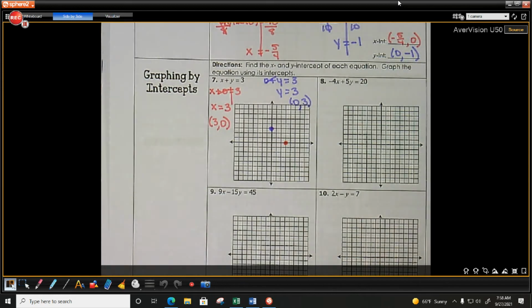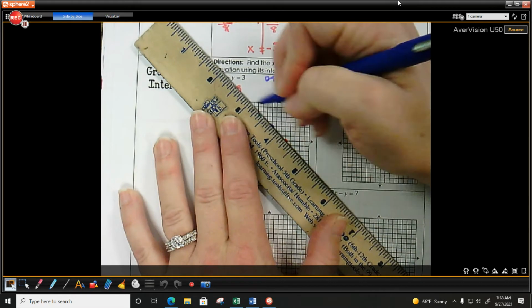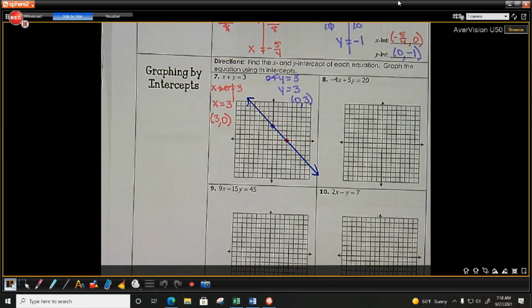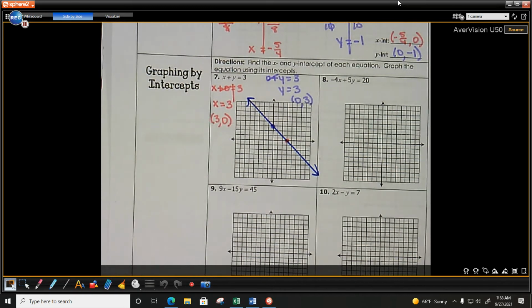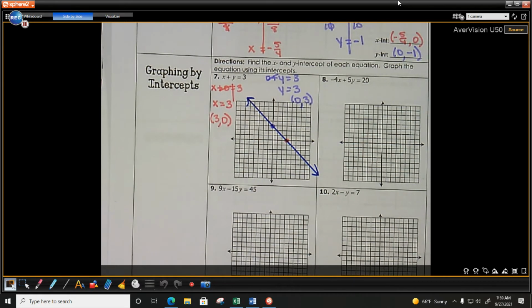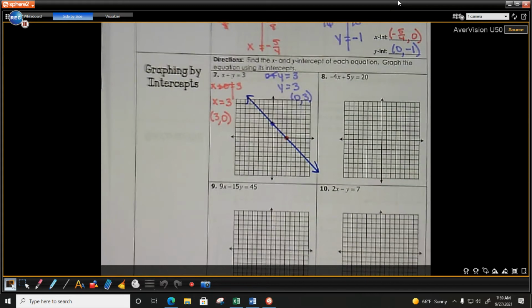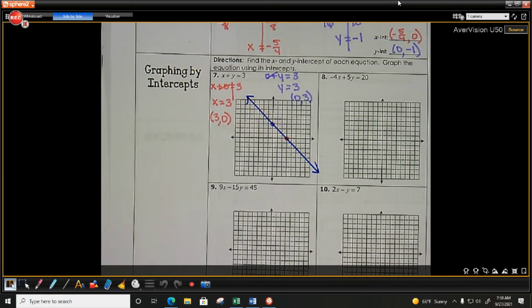Now I have 2 points. Use something for a straight edge. Draw your line. Put arrows at the end. Your line must have arrows at the end because our line is going on forever. Do you see why this might be beneficial to know how to find your x and y intercepts? You don't have to solve the equation for y and start with your b, move with your m, your slope. Okay, it's another way to graph.